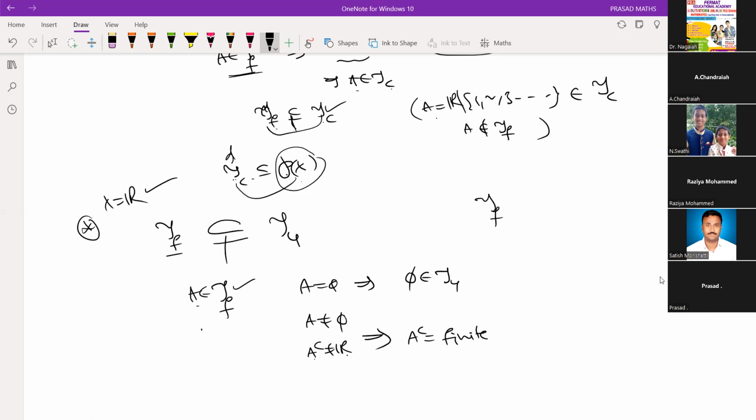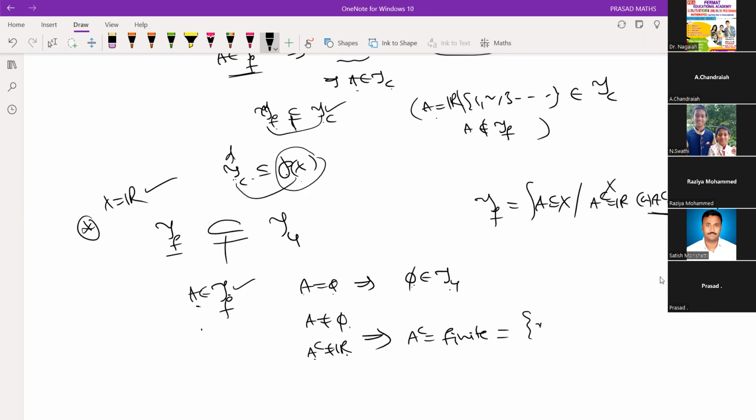Right? What is the cofinite topology? The cofinite topology means the collection of subsets of R whose complement is full or whose complement is finite. So if A is empty, nothing to prove; empty is always an open set with respect to usual. If A is non-empty, A complement should not equal R, so that condition fails. Automatically the other condition is true because A is in tau F, so A complement is finite.